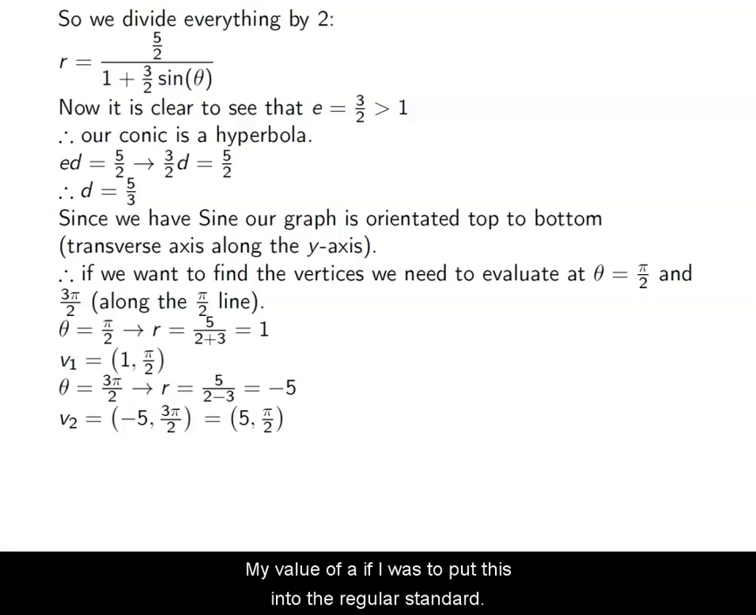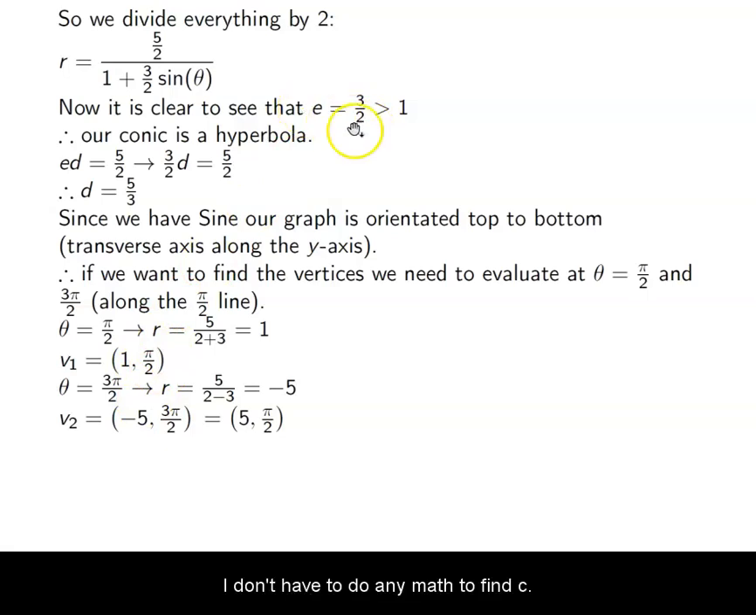My value of A, if I was to put this into regular standard rectangular coordinates, is 2. So remember my eccentricity. Okay, my eccentricity is 3 over 2. That A value is 2. So that coincides, which tells me that my C then has to be 3, because my eccentricity, remember, is always C over A. And since the A value that I have here aligns with the eccentricity, I don't have to do any math to find C.